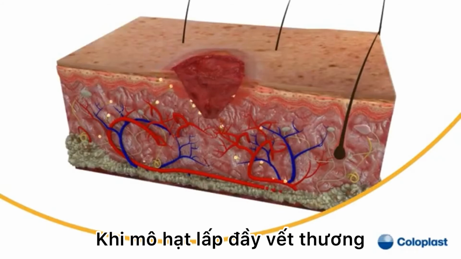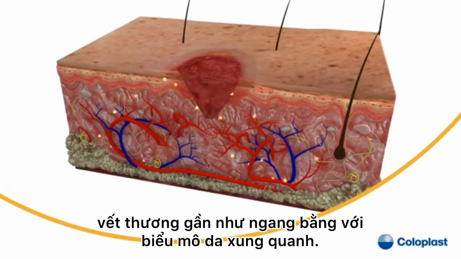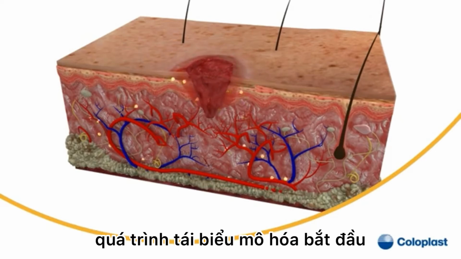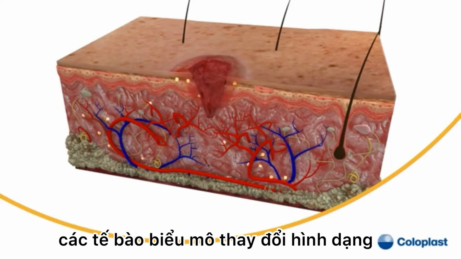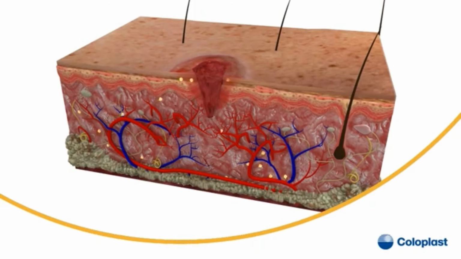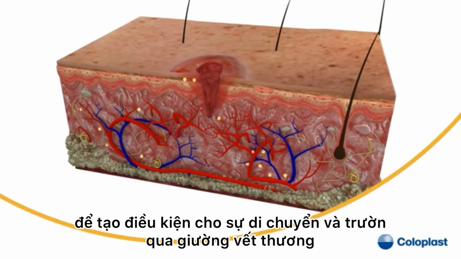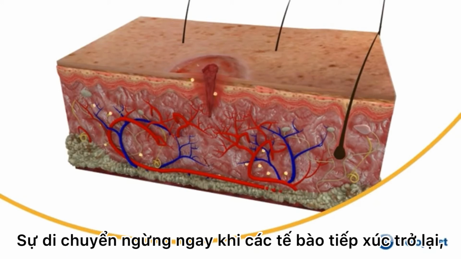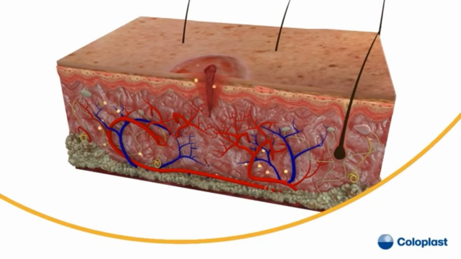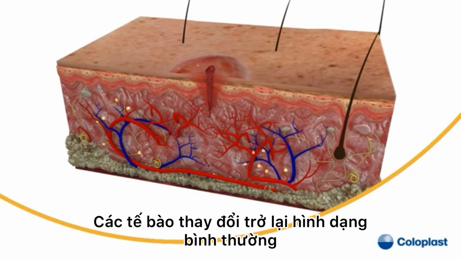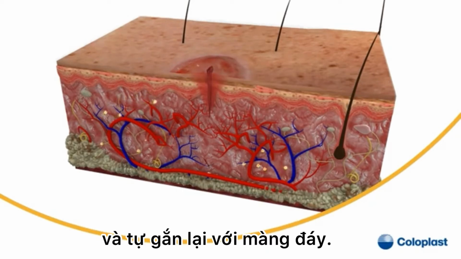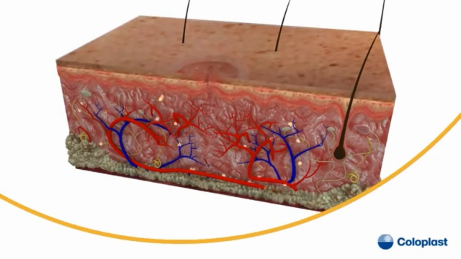When the granulation tissue filling the wound is almost at level with the surrounding skin, re-epithelialization starts. The epithelial cells change shape to facilitate locomotion and crawl across the wound bed to cover it. Migration stops as soon as cells regain contact. The cells change back to their normal appearance and reattach themselves to the basement membrane. The wound is closed.